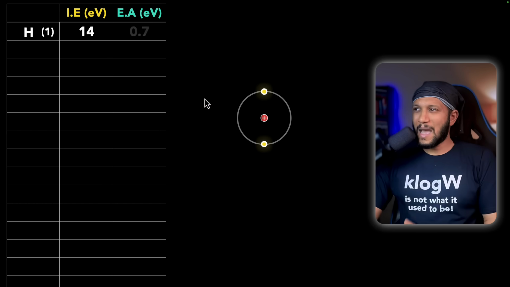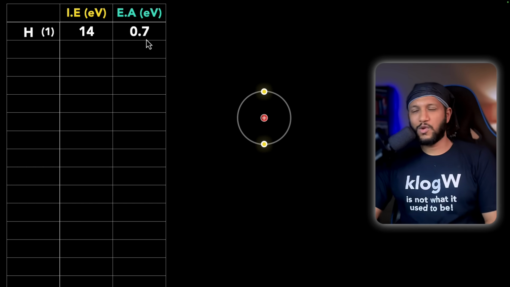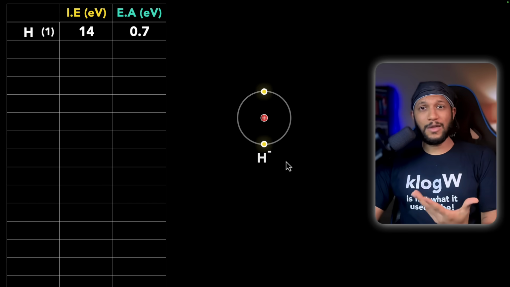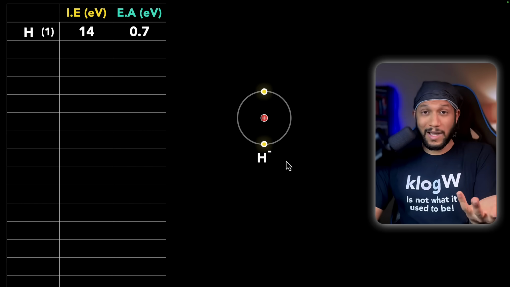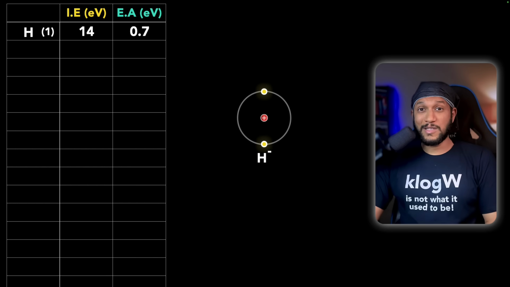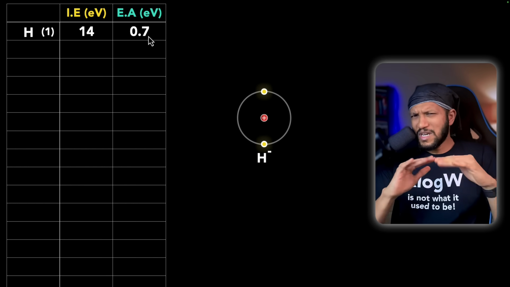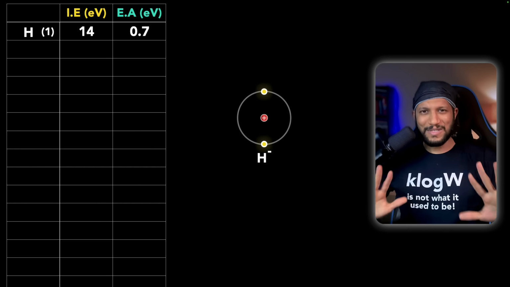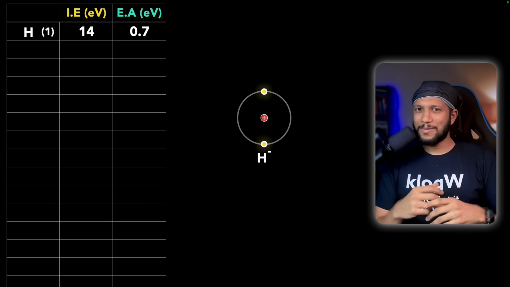And that energy released happens to be about 0.7 electron volt. And it turns out in nature, we do find hydride ions. For example, we do find hydrides, lithium hydride, sodium hydride. So this means that 0.7 is a pretty decent value of electron affinity. Okay, so with these numbers in mind, now let's think about all the other elements.